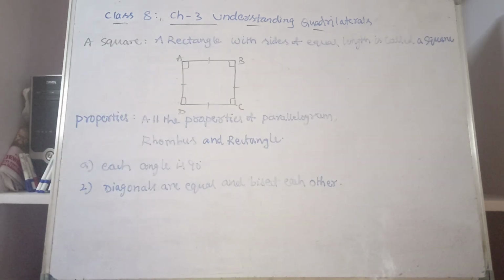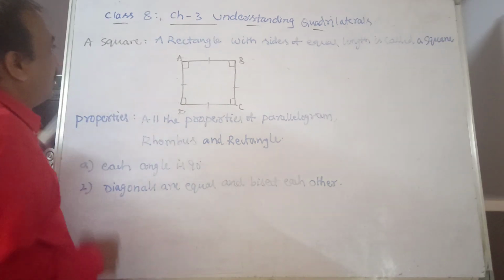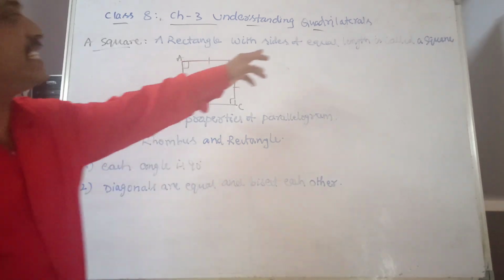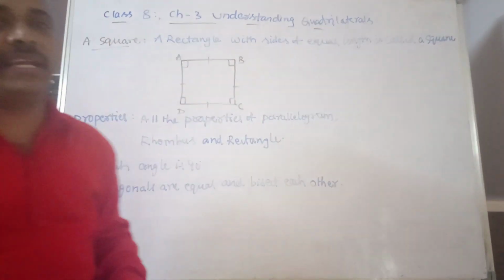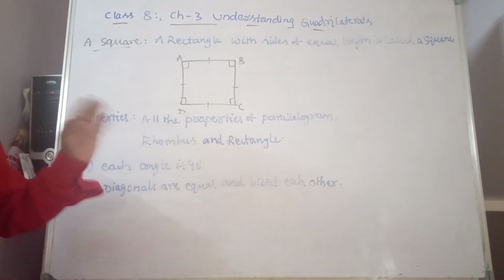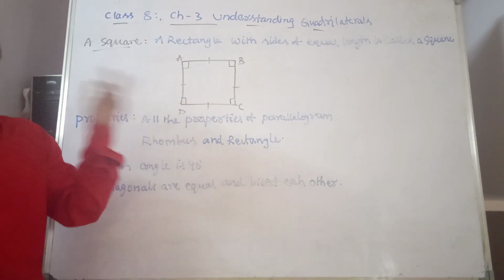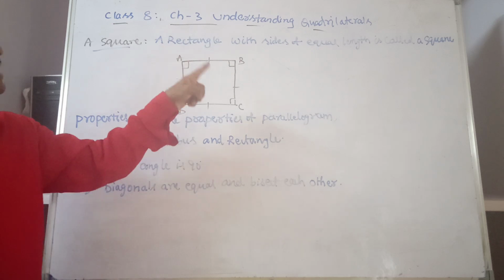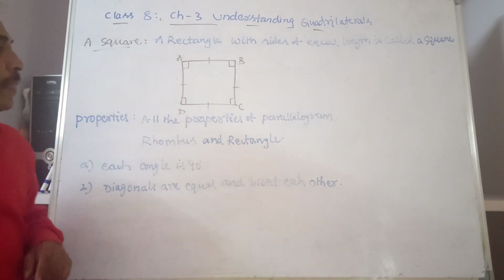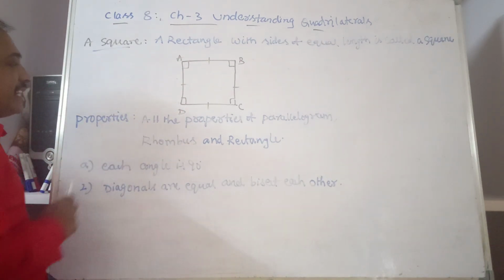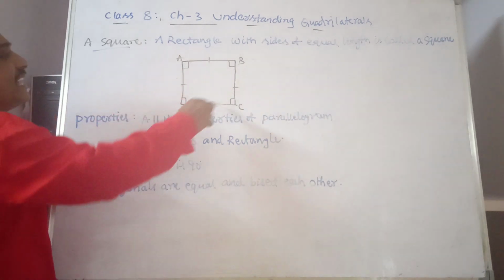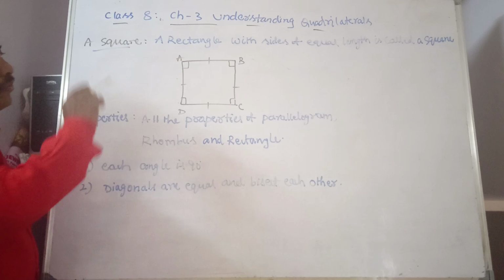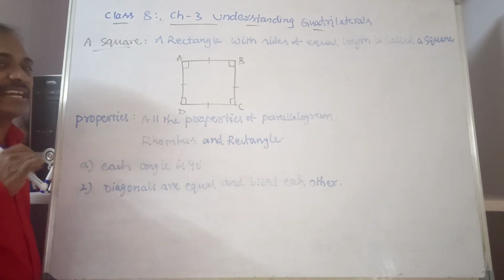Now another one, that is a square. A rectangle with sides of equal length is called a square. It is a rectangle, and a rectangle is again a parallelogram. So it is a rectangle with equal sides. Each side is equal in length. It is called a square. So when it comes to the properties, all sides are equal in a square. But how is it? First it is a rectangle.